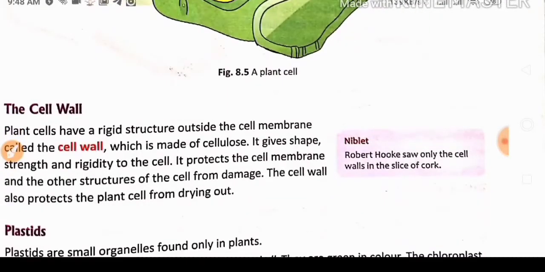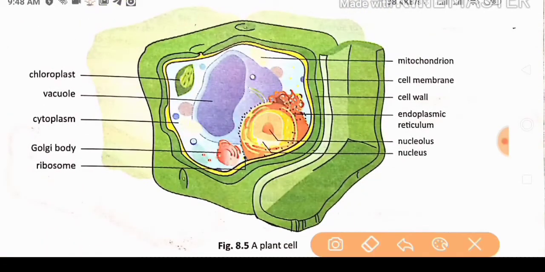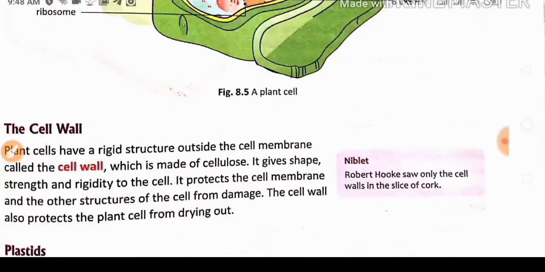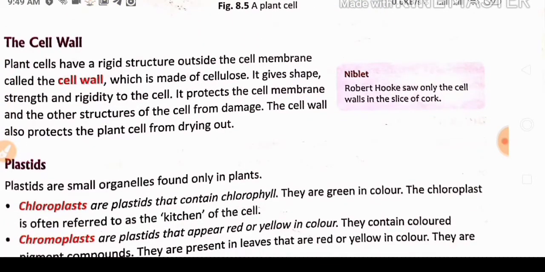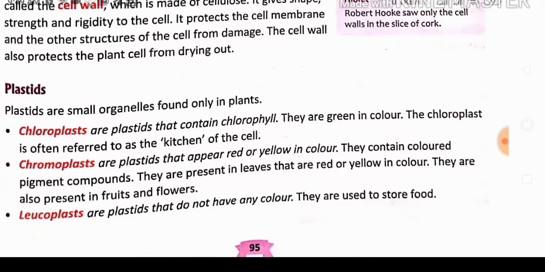The cell wall is the outermost rigid structure of any plant cell, found only in plant cells. It is protective in its function and gives strength and rigidity to the cell. It gives shape also. So you can see the cell wall and plastids. Plastids are also found only in plant cells.